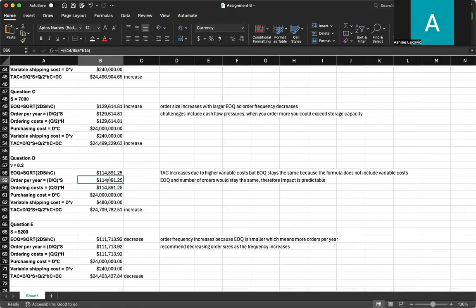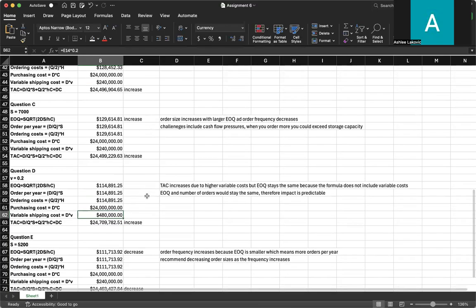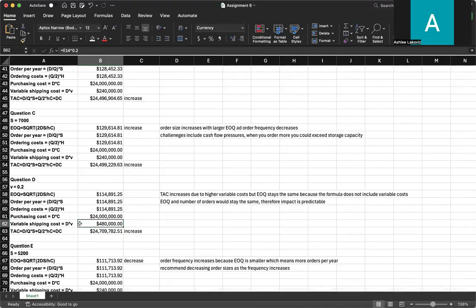And again, working through these next four to give us the TAC. So the main one that changes is the variable shipping costs, which in turn changes the TAC. So we see the EOQ stays the same, the TAC increases, and this is due to higher variable costs. The EOQ and number of orders would stay the same, but therefore the impact is predictable, and the TAC increases because variable costs are going higher.